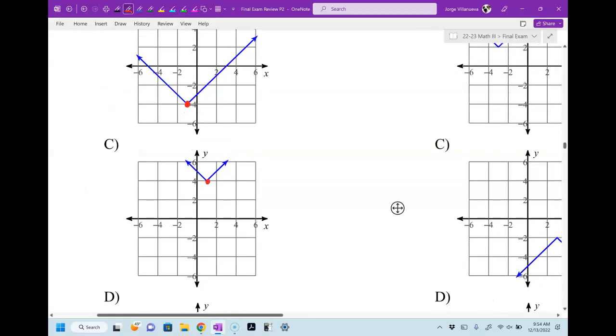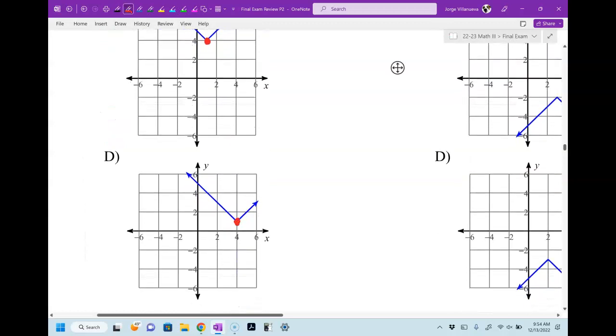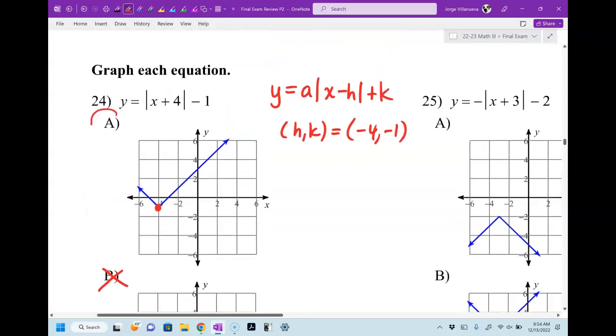This one's at (1, 4), that's not right. Remember, I need (-4, -1). And this one's at (4, 1), so this one's not right. So that means that only A is the possible answer.